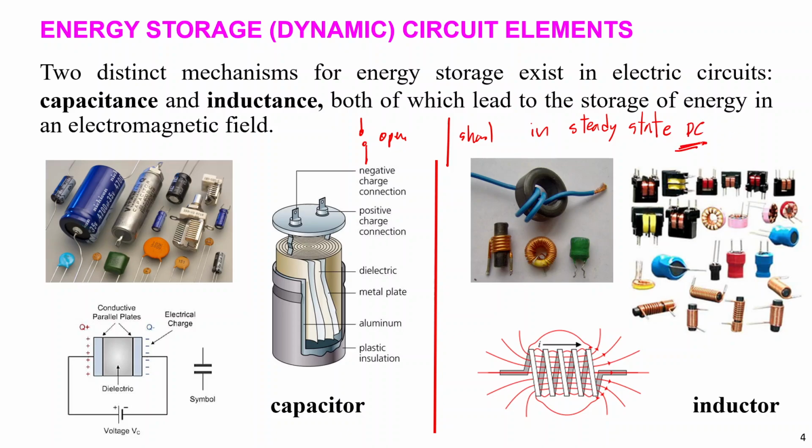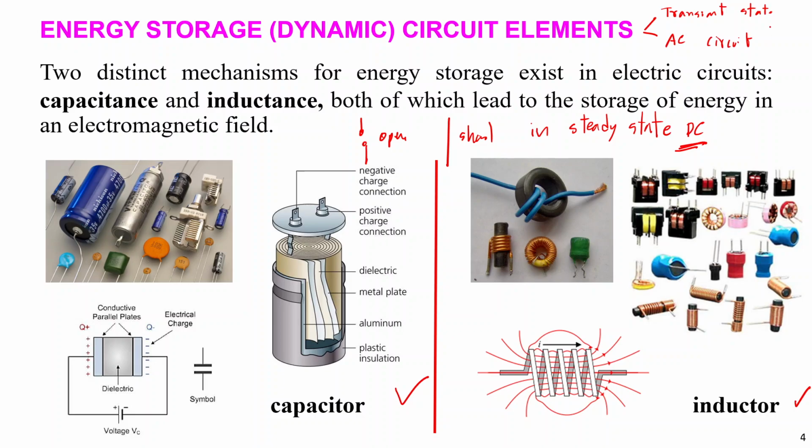But if something changes, the capacitor and inductor will respond to that change. So this device will act only when the circuit has some change. Sometimes we say transient state, right? If something changes, we call it transient state. And AC circuit.